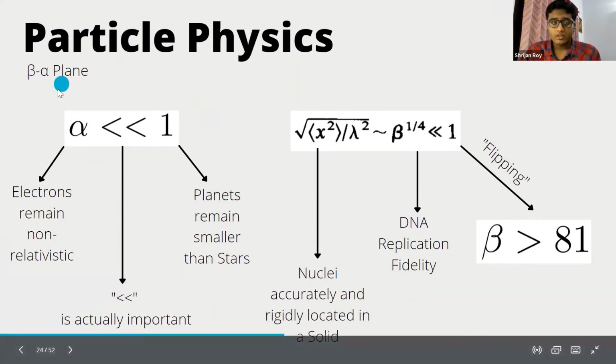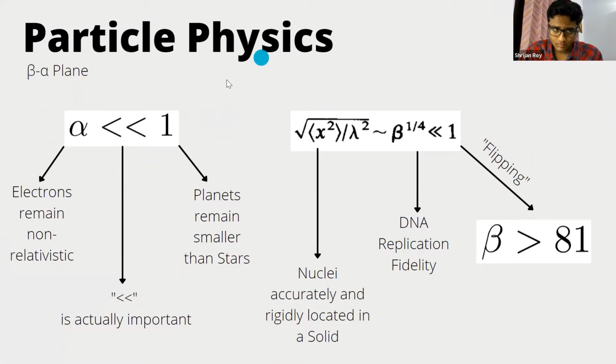And another one of the conclusions that follow from this constraint is that planets remain smaller than stars. Arjit shall discuss this later, that alpha less than 1 also implies that planets remain smaller than stars. So that is one of those conclusions.